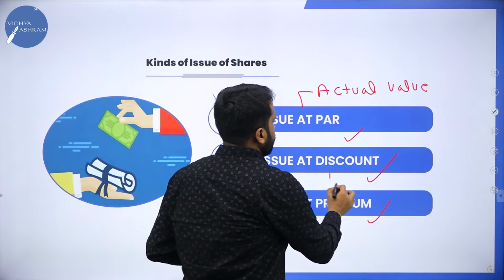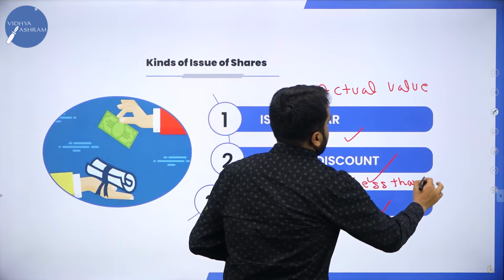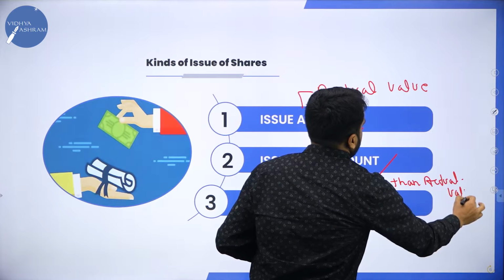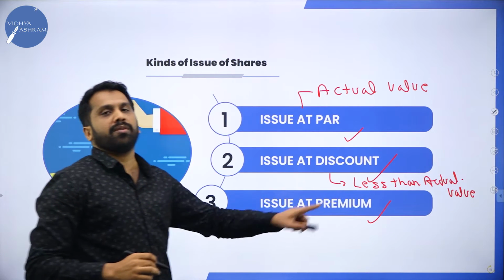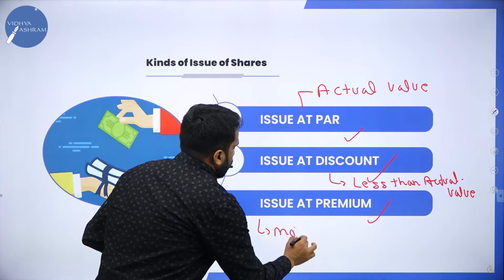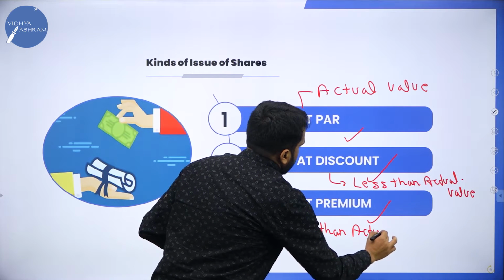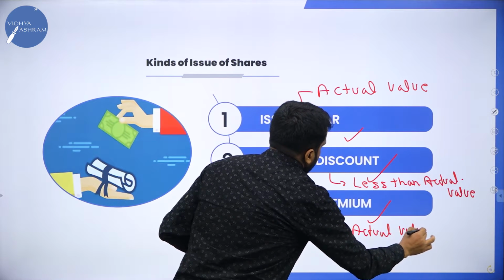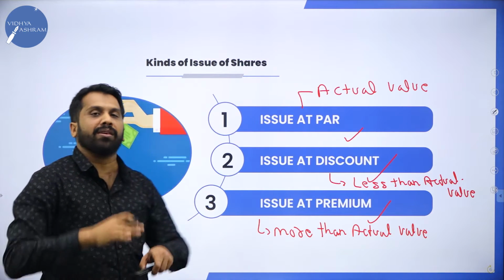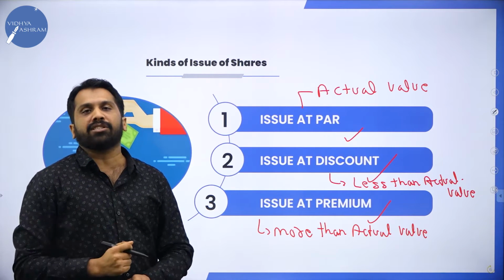Discount means less than actual value. Premium means more than actual value. So remember, par is actual value, discount is less than actual value, and premium is more than actual value.